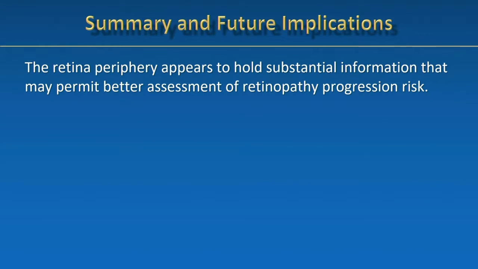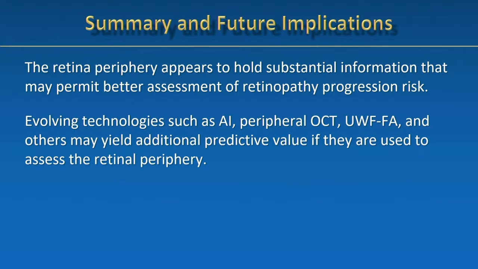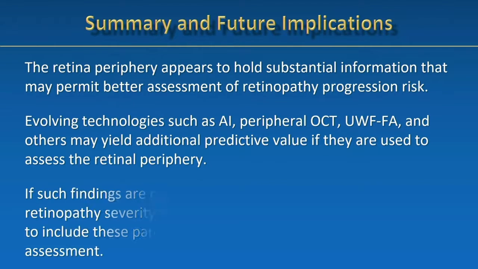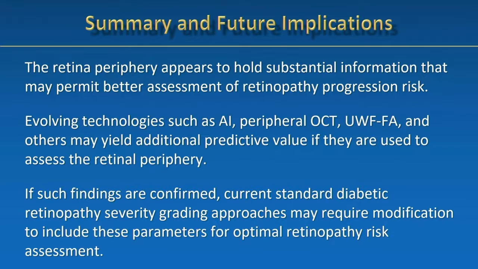So overall, the retinal periphery appears to hold substantial information that may permit better assessment of retinopathy progression risk. Evolving technologies such as AI, peripheral OCT, ultra-widefield FA, and others may yield additional predictive value if they are used to assess the retinal periphery, and several of these are already looking at such parameters. If such findings are confirmed, current standard diabetic retinopathy severity grading approaches may require modification to include these parameters for optimal retinopathy risk assessment. Thank you.